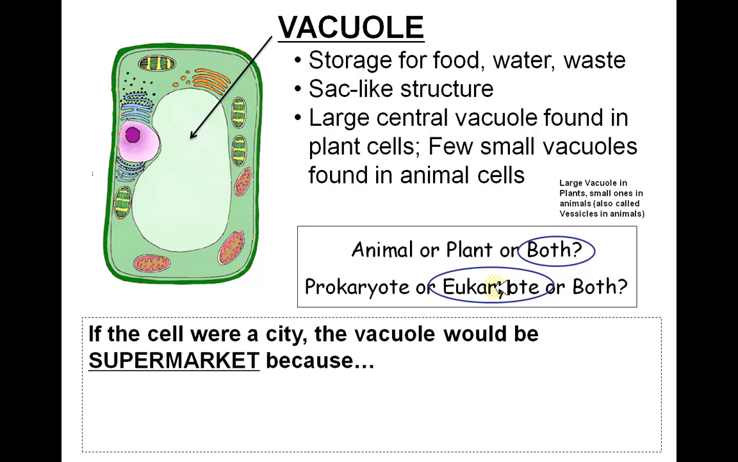Supermarkets. It could be a trash receptacle. It could be a trash dump. It could be a Walmart, a superstore. It could be lots of different things. It all depends whether it's storing good stuff, bad stuff, or stuff that's in between.